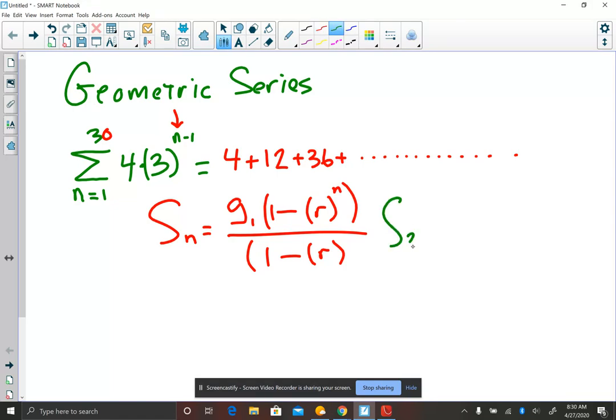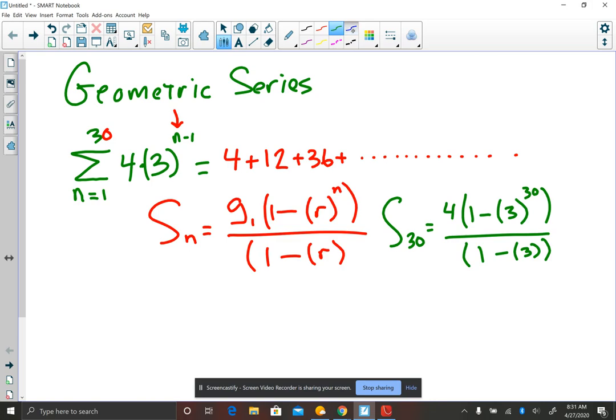The sum of the first 30 things is your first term times the quantity, 1 minus your constant ratio, 3, to the power of 30, divided by 1 minus your constant ratio, which is 3.